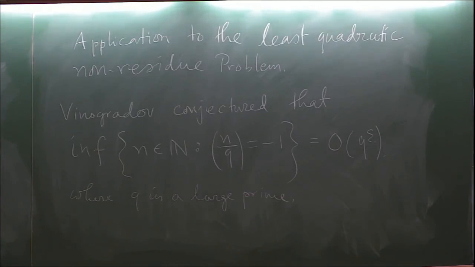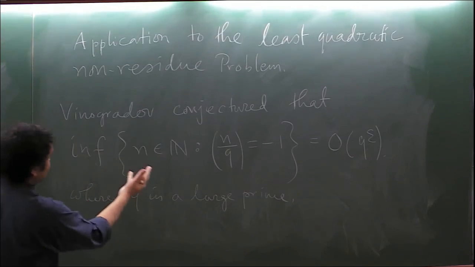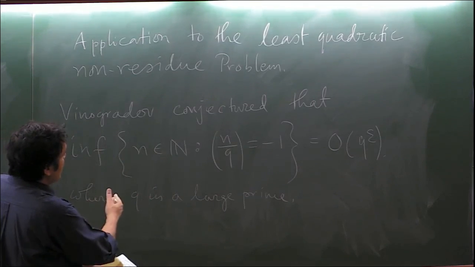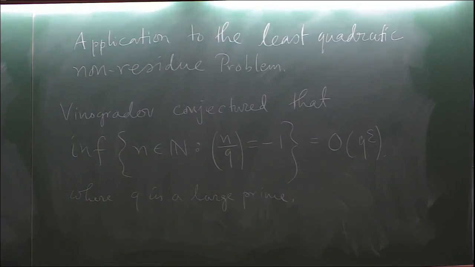But Linnik proved that this kind of result is true for almost all primes. So the exceptional set is very small. And that's a very typical application of the large sieve. So let's state the theorem.